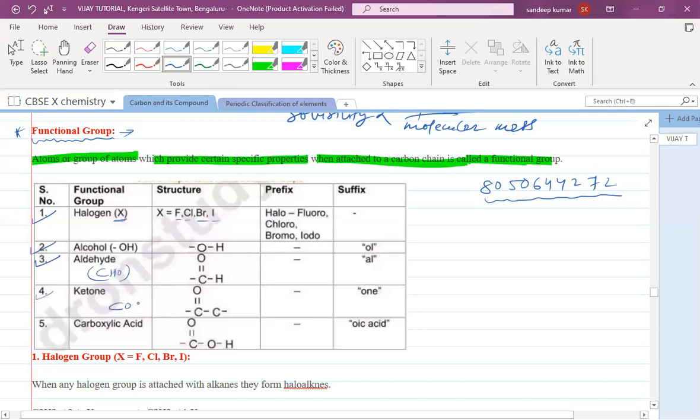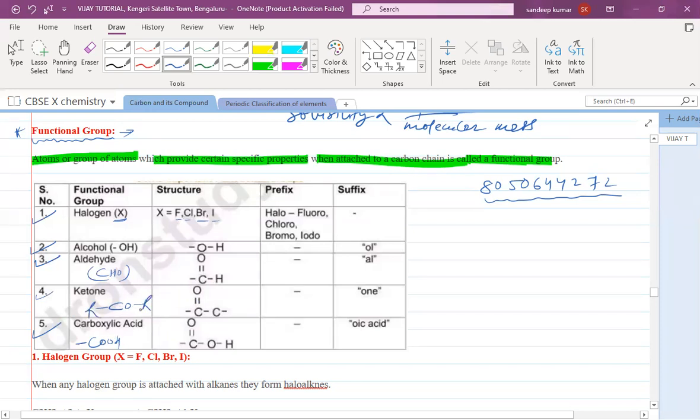Ketone is the CO group. Here carbon, oxygen double bond is there, and on both sides of the ketone one carbon atom, an alkyl group, is attached. Carboxylic acid is COOH. Carboxylic acid is generally present at the last, so it is a terminal functional group, but ketone is present between two alkyl groups. R is an alkyl group.